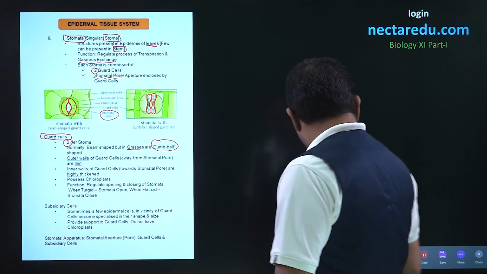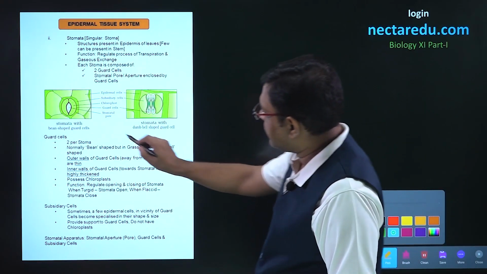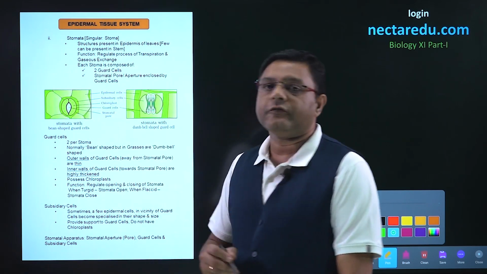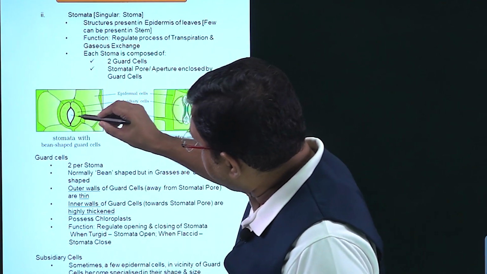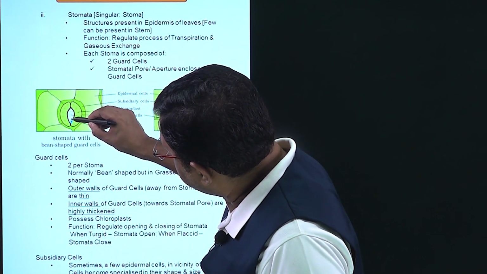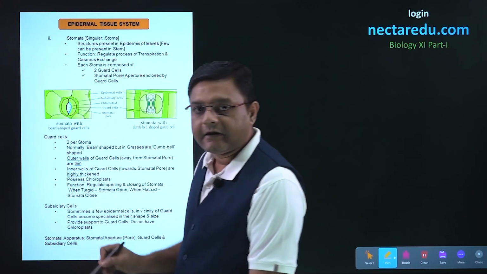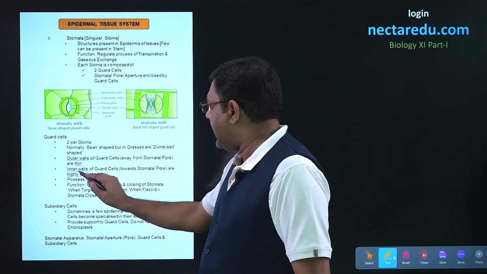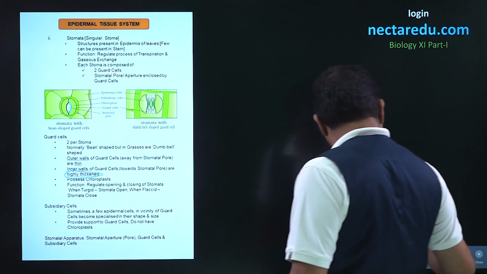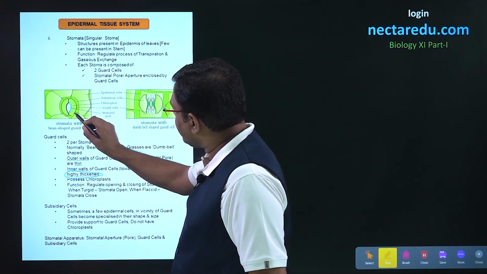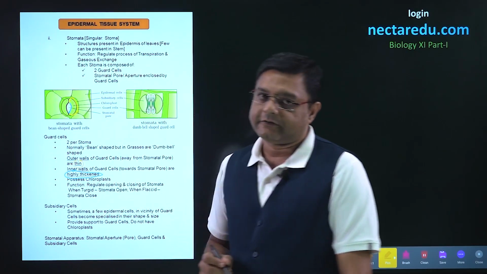Now, if we talk of the walls of guard cells, then inner surface has different type of wall and outer surface has different type of wall. If we look into the inner wall, so out of this guard cell, this is the inner wall. This inner wall will be highly thickened. But if we talk of its outer wall, this is the outer wall. This outer wall will be thin in the case of guard cells.